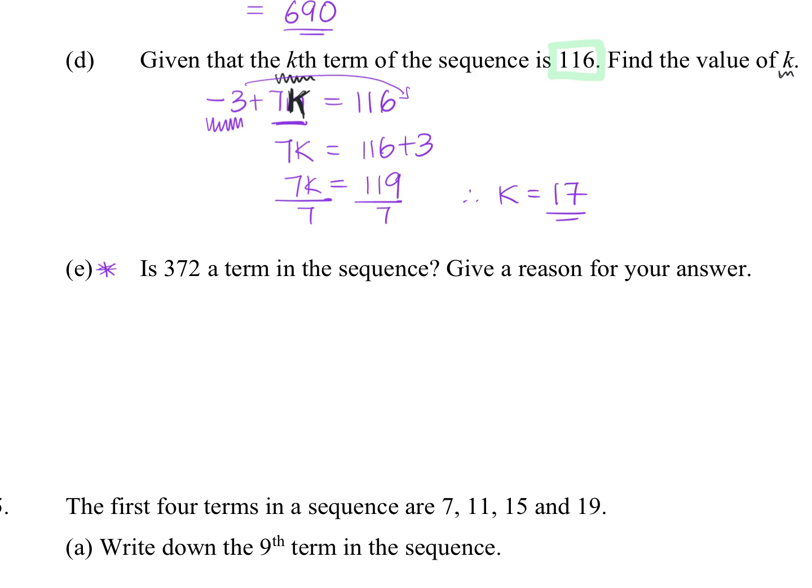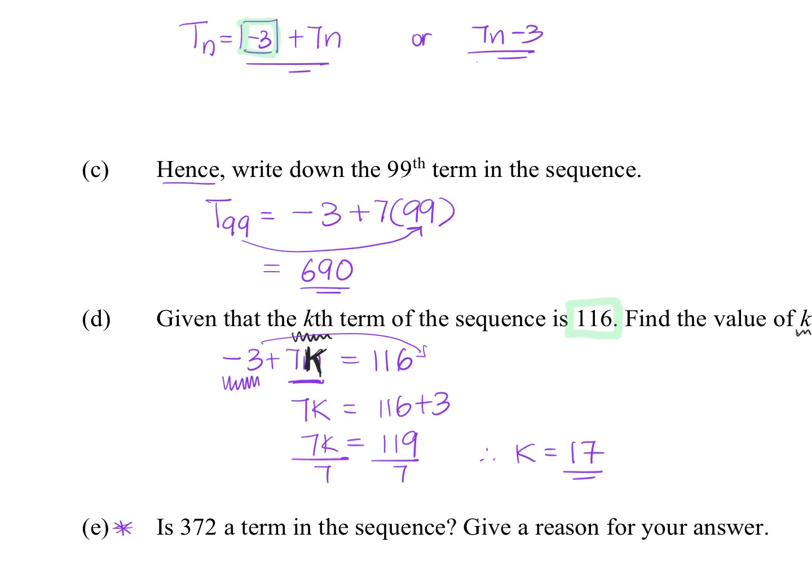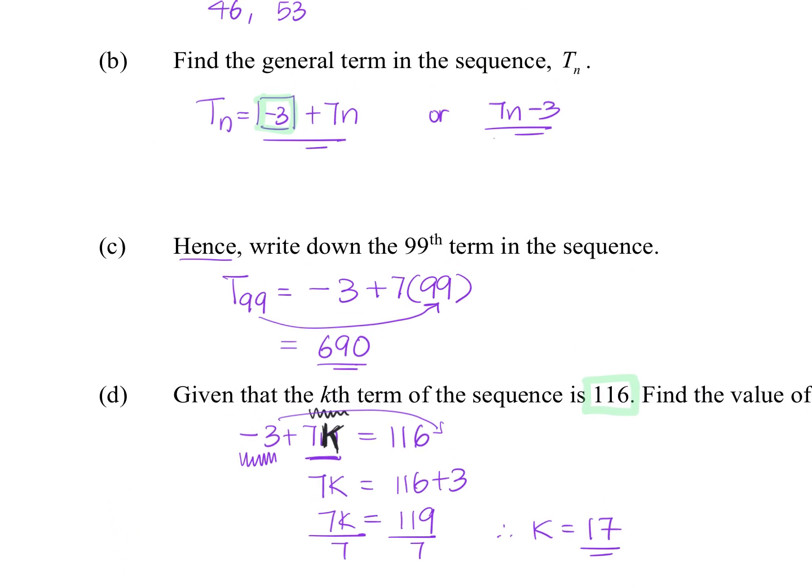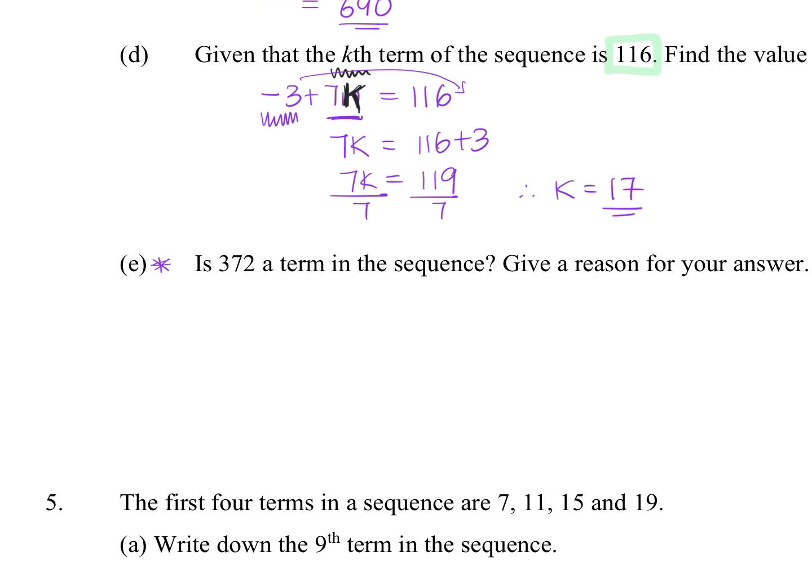Again, we are going to use the formula given to us, where we have found -3 plus 7n. So I'm going to take the formula -3 plus 7n. They say that the end result is 372. We're going to work backwards to find what n is. I'm going to keep 7n and get rid of the outermost number. So 7n equals 372 plus 3.